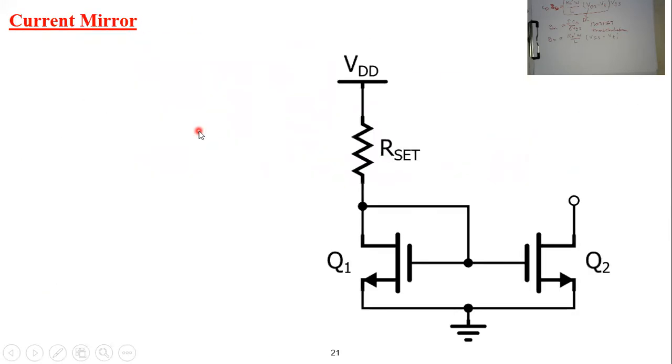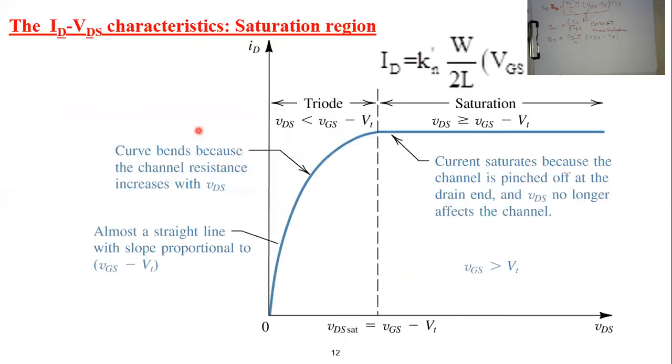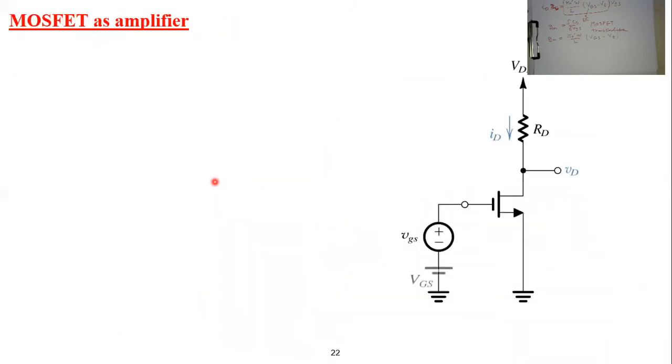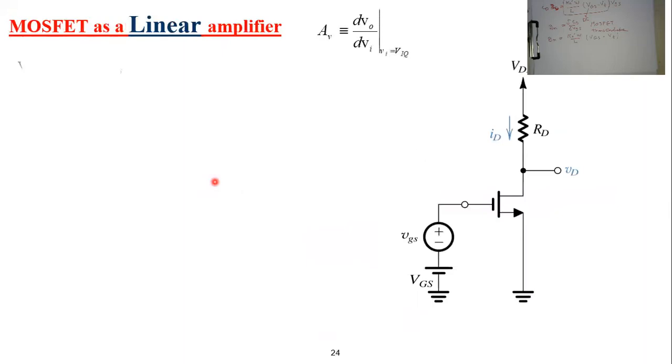If you remember, my dear students, while we are considering the MOSFET in the saturation region, I told you that we can consider it as a voltage dependent current source. But now we have a more simplified version of the equation, which is this term.